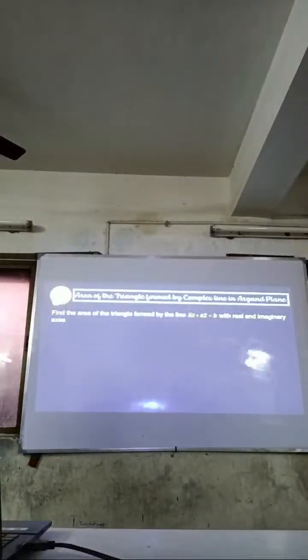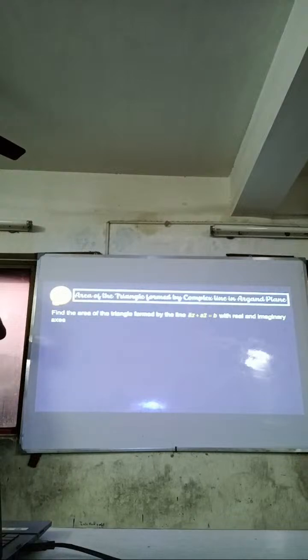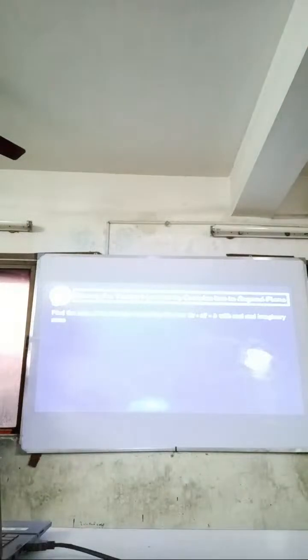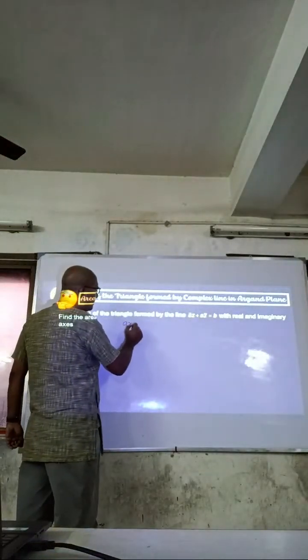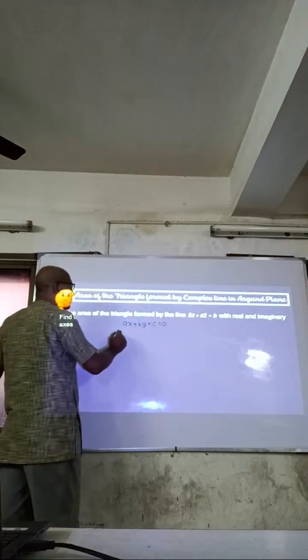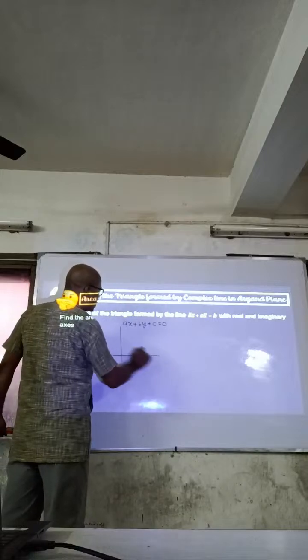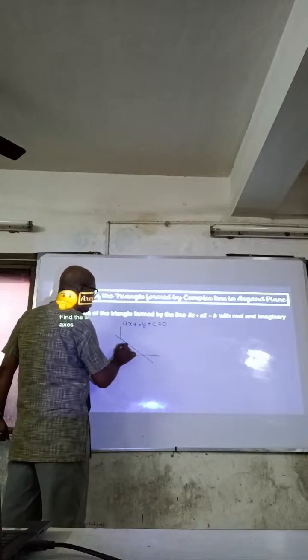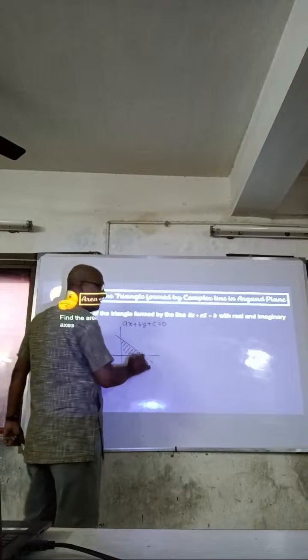Okay, now please see this. Find the area of the triangle formed by the line a bar z plus a z bar equals b with the real and imaginary axis. Notice one thing: if today I had given the problem in Cartesian coordinates, ax plus by plus c equals 0, and asked what would be the area of the triangle it forms with the coordinate axes, right?